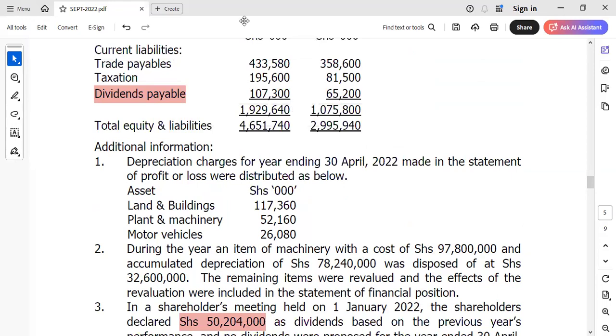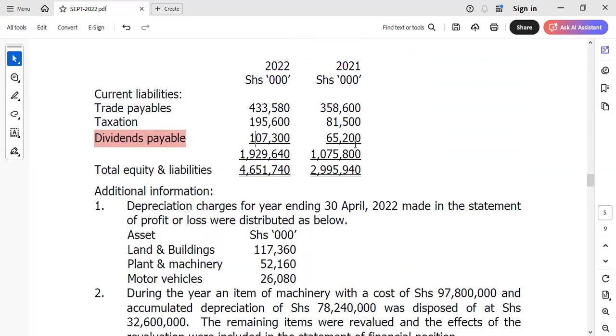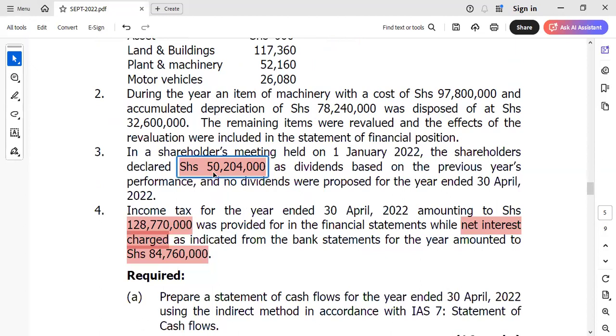Okay, the difference between these two values cannot give you 50.2 million. So what does that one mean? It means that you get 42,100. Okay. So it means that is not what was declared. But what are you going to do with this? Okay, let me try to do the working and you see.